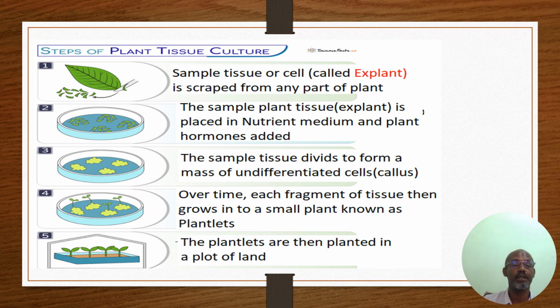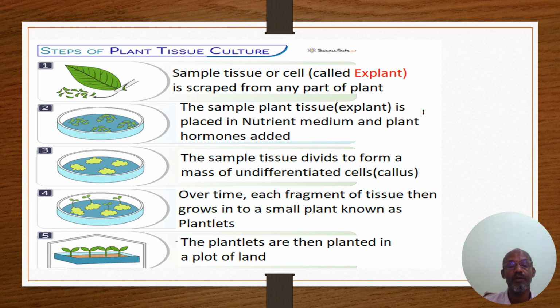You can see it diagrammatically here. Now we are using the leaf as an organ to give us sample tissue. We take sample tissue from the leaf. Sample tissue or cells called explant are scraped from any part of the plant, in this case the leaf. The sample plant tissue or explant is placed in nutrient medium and plant hormones are added. The sample tissue divides to form a mass of undifferentiated cells. We have called it callus.